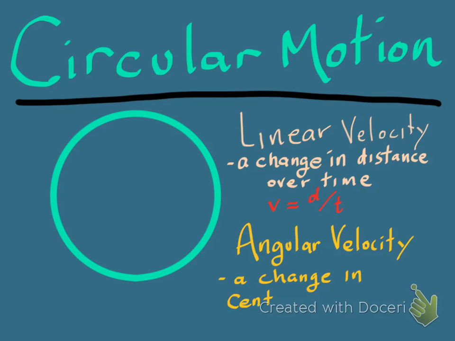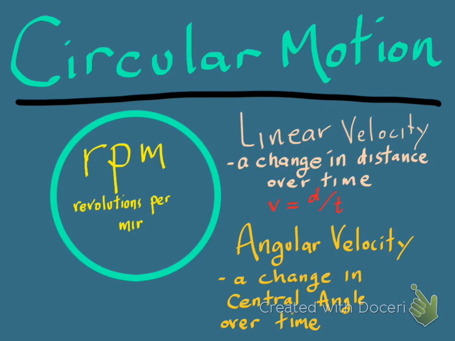Now, angular velocity is a little bit different. That's not the change in distance. That's a change in central angle over time. Okay? A little bit different concept there about angular velocity. Sometimes we use this phrase RPM to describe angular velocity, how fast the central angle is changing over time. Some things travel very fast in circles, like the wheels on a car or machinery parts, or maybe the CD in your CD player. Those things are spinning around very fast. And so using a concept of revolutions per minute, or maybe revolutions per second, or some other unit of time, would be used to describe the angular velocity.